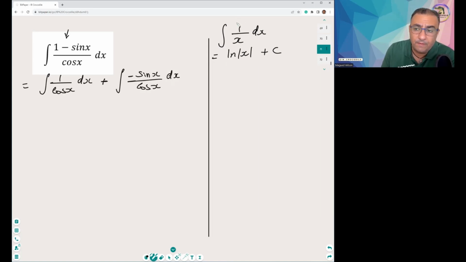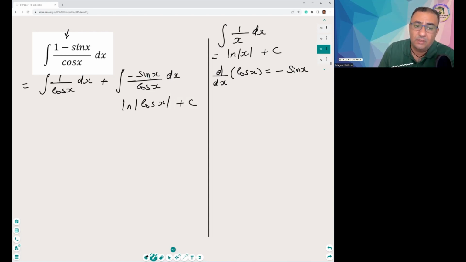Now you ask yourself, what is the derivative of cosine x? The derivative of cosine is negative sine. Again, this is a very, very beautiful surprise. Why? Because negative sine x is up there. That means the integration by inspection right away, this part here is going to be the ln of the absolute value of the denominator.